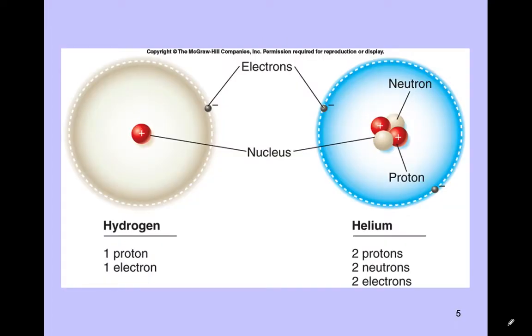So here we have your typical hydrogen atom on the left and a helium atom on the right. You can see the hydrogen atom has one proton, one electron. We don't have a neutron here in the hydrogen atom. But as we move up in atomic number, we're moving up to helium. Helium is the second element. It's a noble gas found on the periodic table. Helium has two protons, two neutrons, two electrons, and this picture is just depicting those subatomic particles and where they would be found in a typical atom.